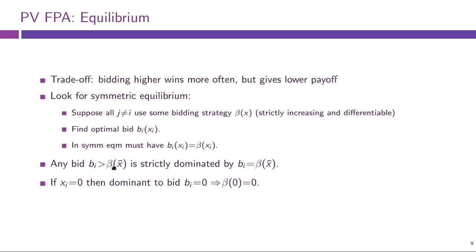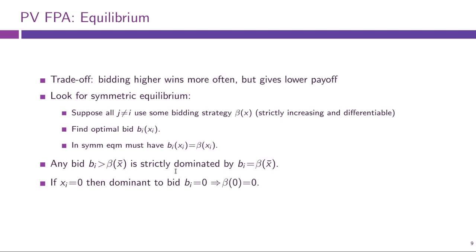We can already rule out some of the possible bids. In particular, recall that private signals x were between 0 and x bar, and the bidding strategy is strictly increasing in x, meaning that there is a maximal bid that you can expect from your opponent, and it's given by this beta of x bar. You know that none of your opponents will ever bid above beta of x bar, so it is also never profitable for you to bid above beta of x bar, because you lose money if you win, you have to pay more, but this does not increase your probability of winning. So any bid strictly above beta of x bar is strictly dominated by bidding exactly beta of x bar.